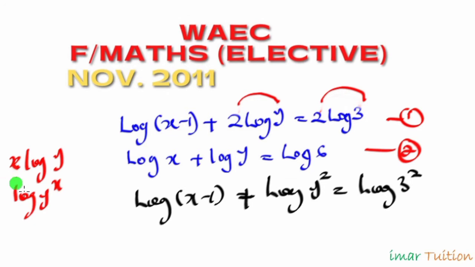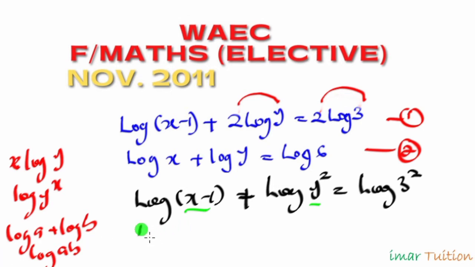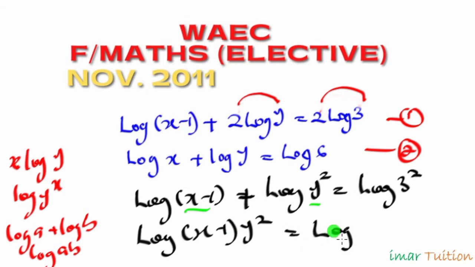Again, from the laws of logarithm, if we have log with the same base, log a plus log b, you take the same log with the same base and multiply a times b. So from there, we're going to multiply this and y squared, because their log is of the same base. So we'll have log of (x - 1) y squared to be equal to log 3 raised to the power 2, which is 9.